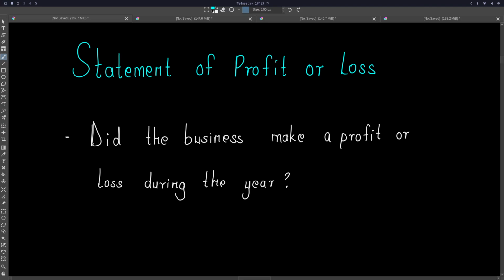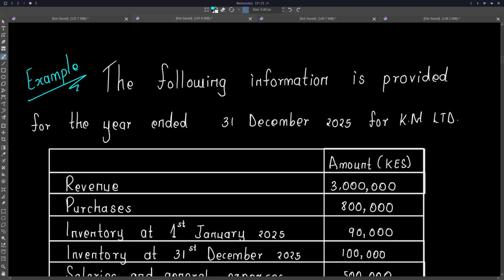Hello, today let us look at the statement of profit or loss, okay? This statement basically shows us whether a business has made a profit or loss during the year or the period that we are looking at, okay? So let us get into this question where we are told the following information is provided for the year ended 31st December 2025 for KM Limited, okay?